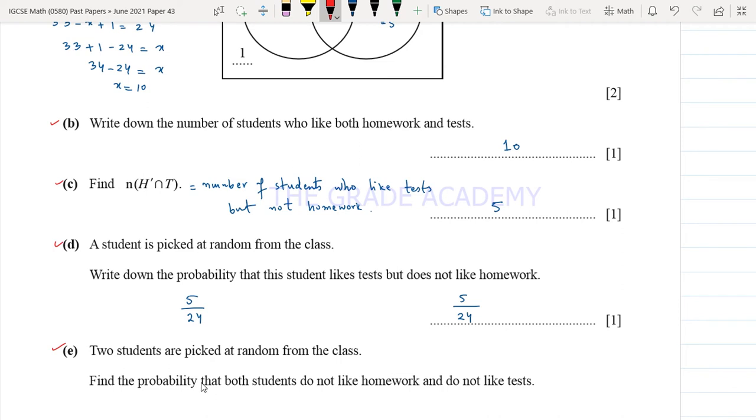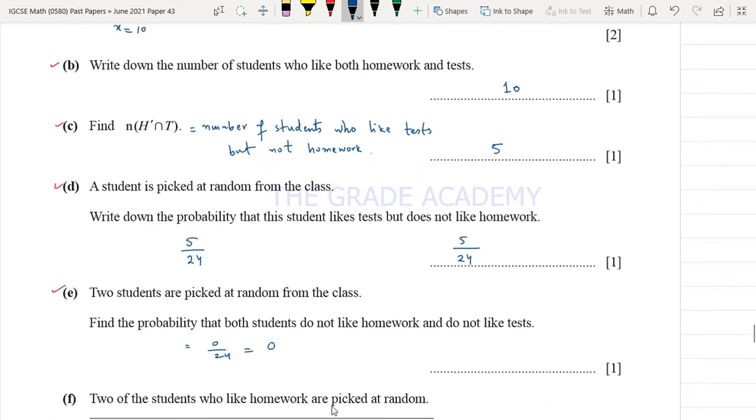Now the part E of the question is, 2 students are picked at random from the class. Now again we are considering all 24 students. Find the probability that both students do not like homework and do not like tests. There are no 2 students who don't like homework and don't like tests. So the number of students is 0. So 0 over 24. So the answer is 0. So this probability is 0.